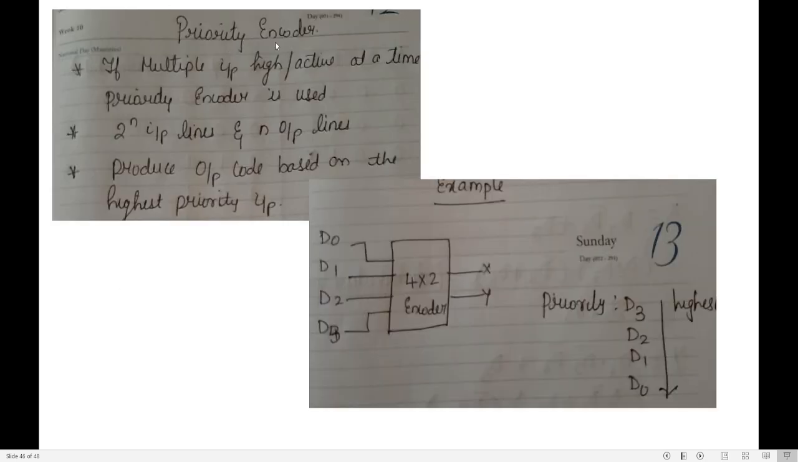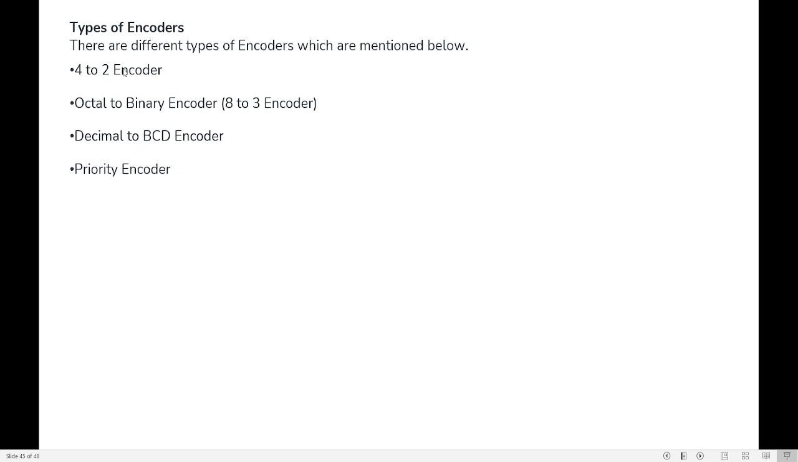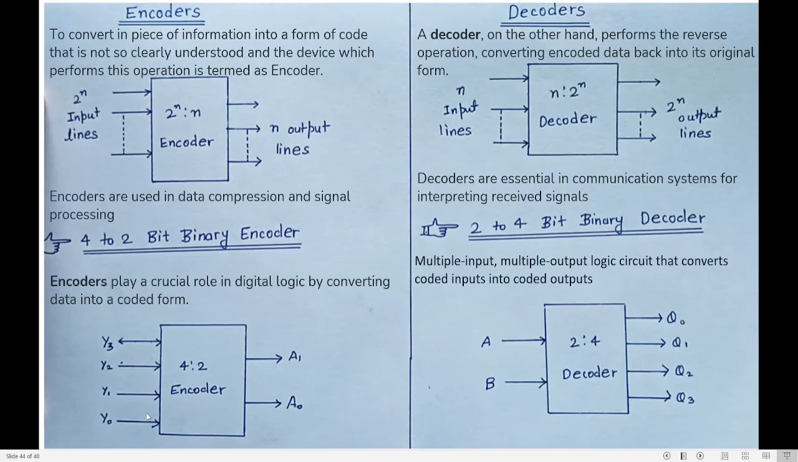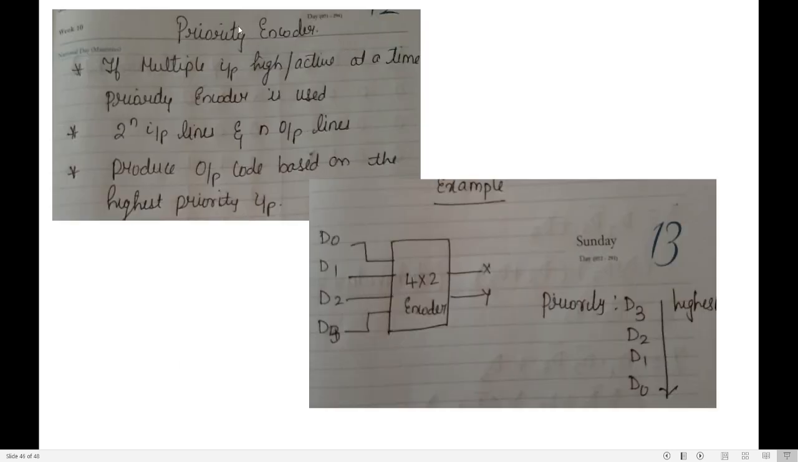So let us see the priority encoder. In a priority encoder, if by chance multiple inputs are high at a time, what is to be done? Then we need to go for a priority encoder. In all these three types of encoder, 4 by 2 encoder, 8 by 3 encoder or 10 by 4 encoder, at any point of time only one input was high, whereas the priority encoder is used to tackle a situation where multiple inputs are high.